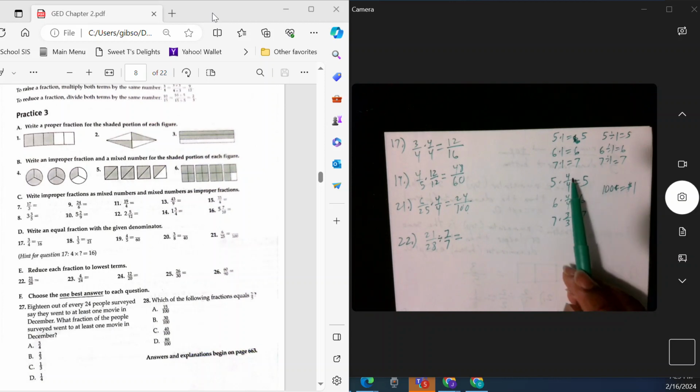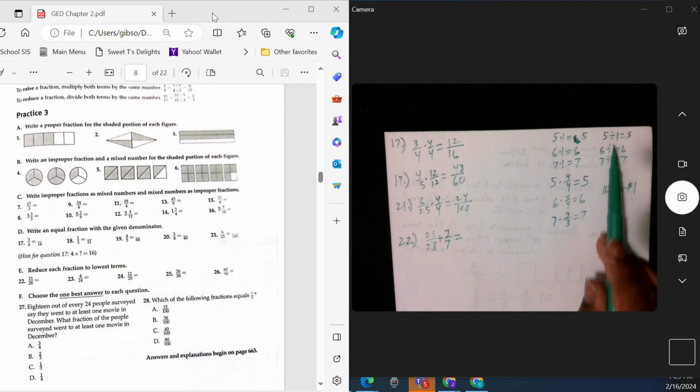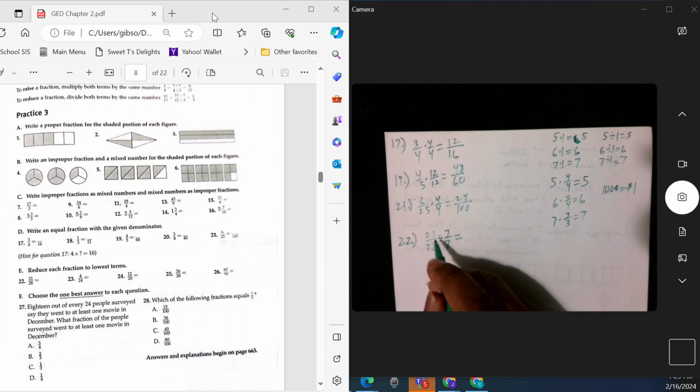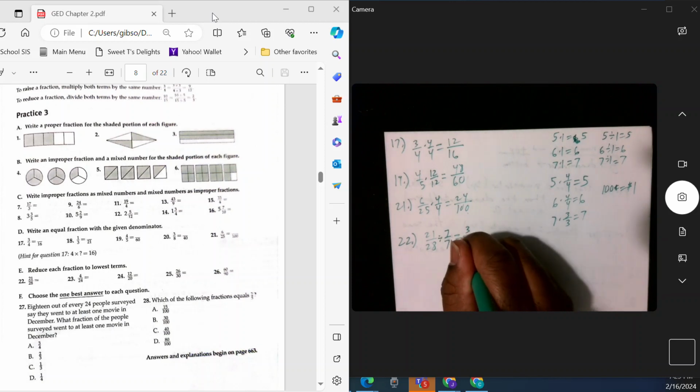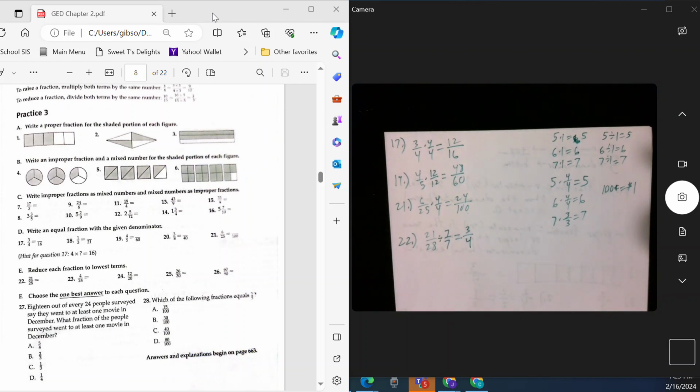Now remember what we saw over here with division. If it's divided by 1, it's the same value. 7/7 is really 1. So your answer is going to have the same value. It's just going to look a little different. So 21 divided by 7 is 3. 28 divided by 7 is 4. So that's your answer for 22.